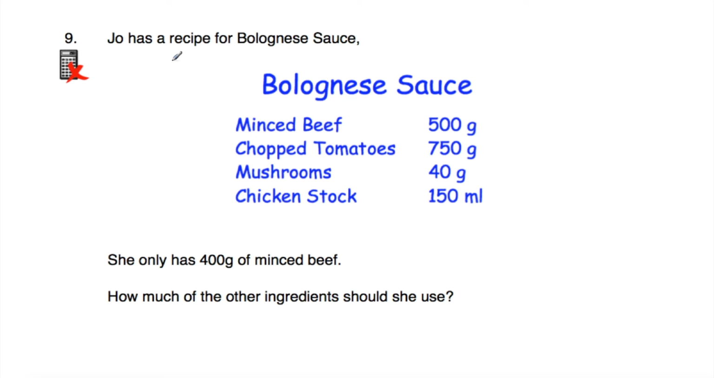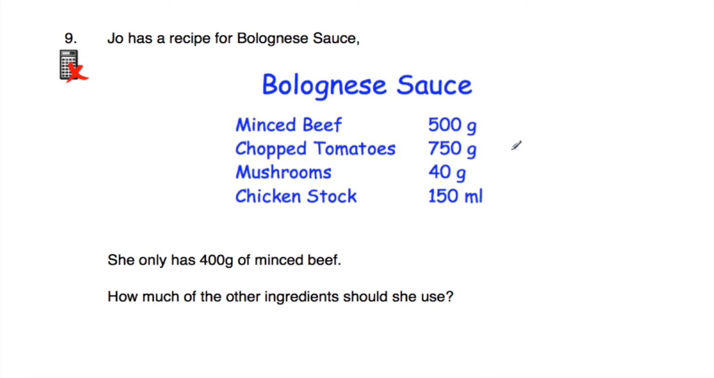Okay, so question number 9 says Joe has a recipe for bolognese sauce. So this is a recipe for bolognese sauce. So she'd need 500 grams of minced beef, 750 grams of chopped tomatoes, 40 grams of mushrooms, and 150 milliliters of chicken stock. And then we're told she only has 400 grams of minced beef. So she hasn't got 500 grams, she's only got 400 grams. And then the question says, how much of each ingredient should she use?